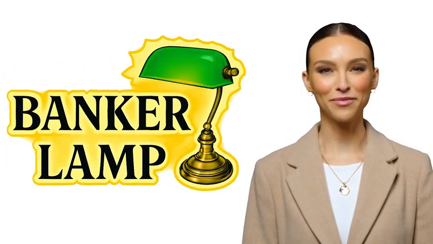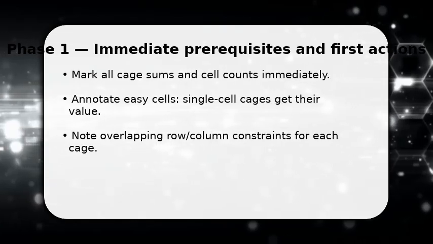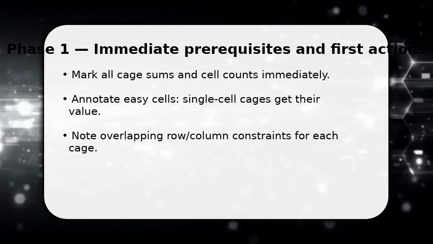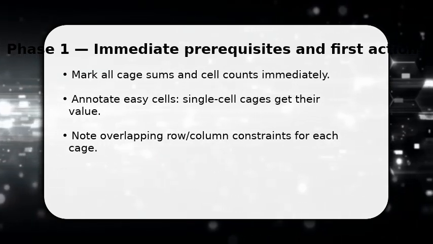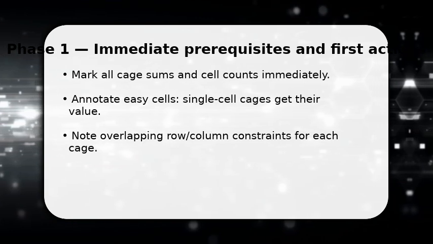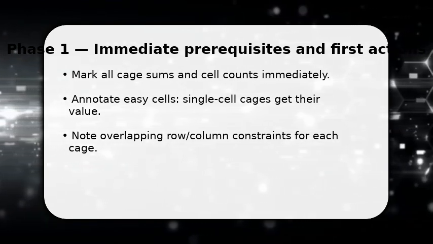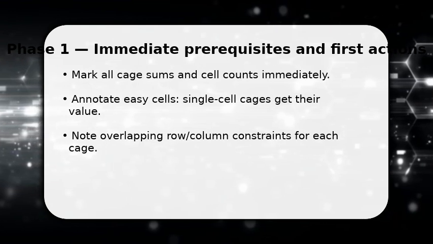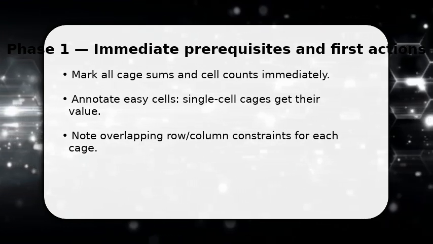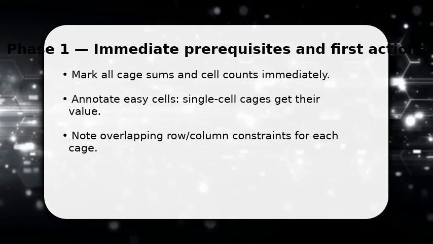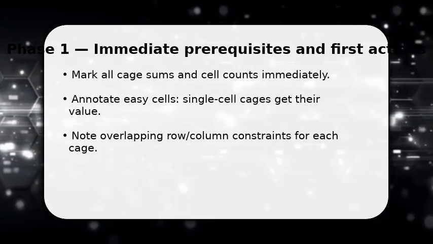Please enjoy the video. You begin by mapping every cage and its sum. Do this now. Once done, fill single-cell cages instantly and pencil obvious max/min combos in multi-cell cages. Make sure to record which rows and columns each cage touches because that limits candidates. You will use those cross constraints next.